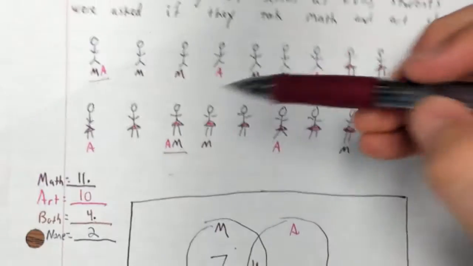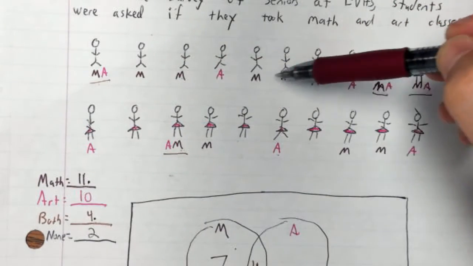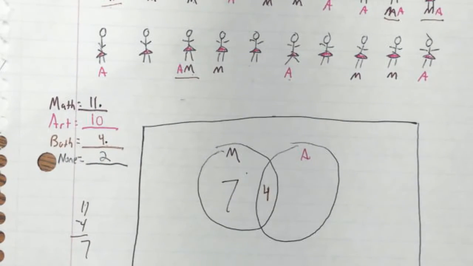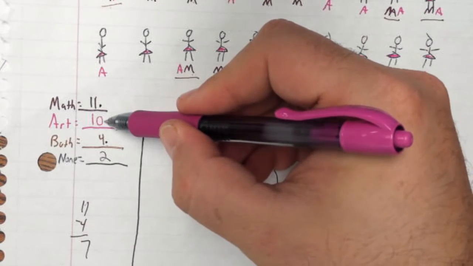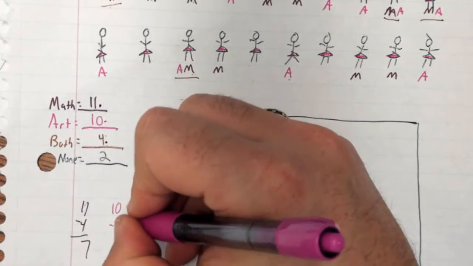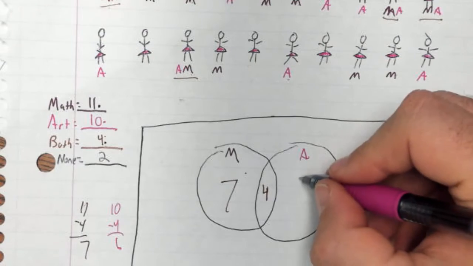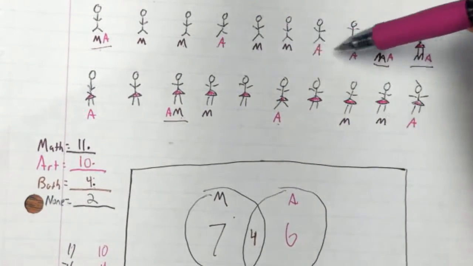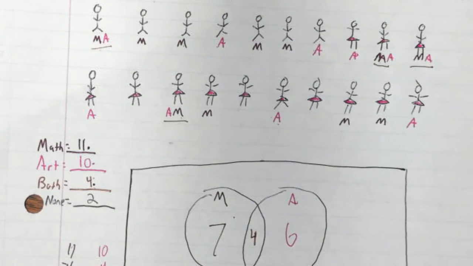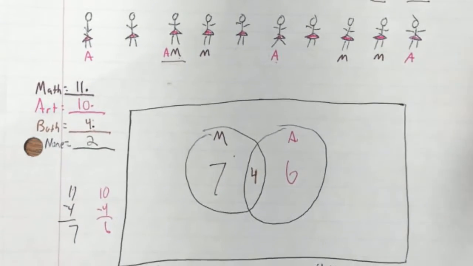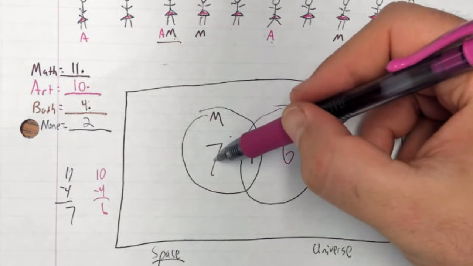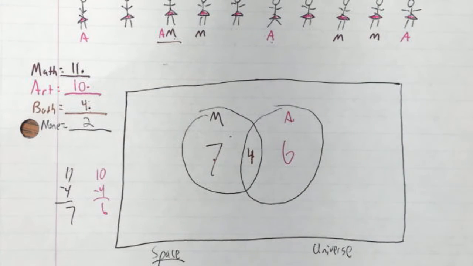Now I could go and check that and see math only is 1, 2, 3, 4, 5, 6, 7. So that worked out. Now my art people, I had 10 total, but 4 were taking both, so I've got 6 over here for art only. Now let's check that out. 1, 2, 3, 4, 5, 6. That worked out. But now, whenever I add all these up, I've got 6 plus 4 is 10, plus 7 is 17, and did I add something wrong?